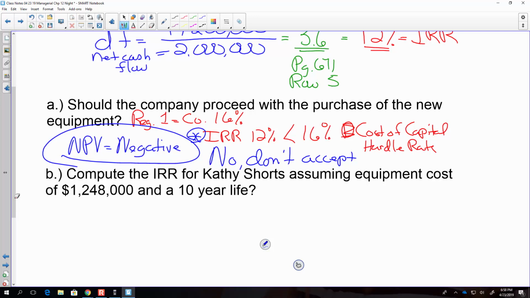Both models will give the same result of acceptance or rejection. You will need to know that for the test. If my internal rate of return is less than the company's desired rate of return, I know my net present value is negative. And vice versa, if my internal rate of return is greater than the company's, I'm going to know my net present value is going to be positive. So again, very simple analysis.